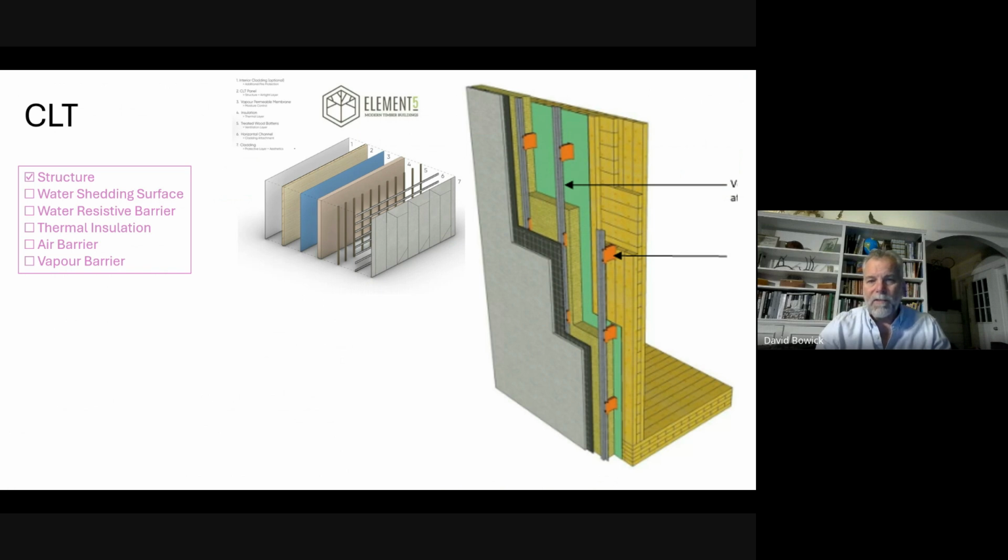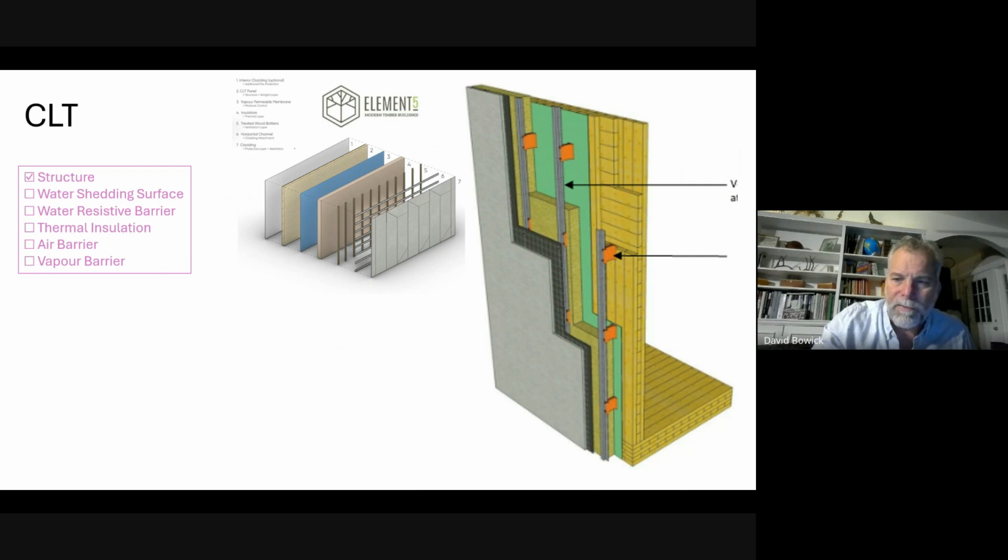The diagram you see is the clip system by Element 5. So this is a pre-manufactured wall system that consists of CLT, a membrane, insulation, a series of clips that hold on a track or a channel to which the exterior cladding or water shedding surface can be attached.